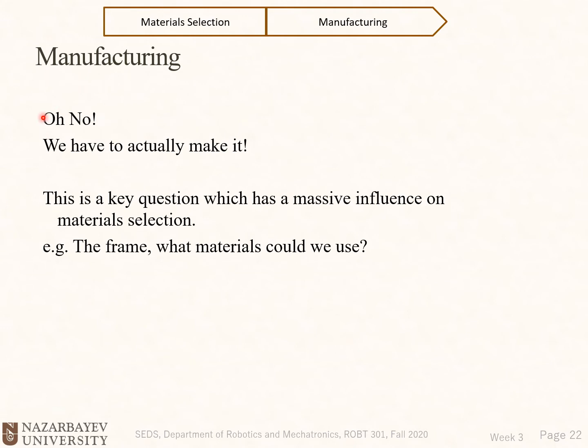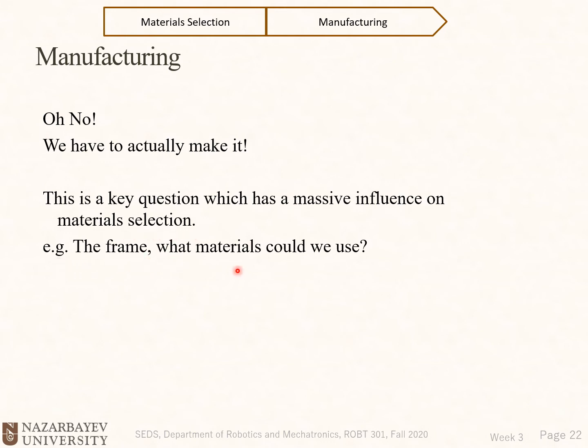And manufacturing, oh no, we have to actually make it, yes? So we have to go through the manufacturing process. So we need to choose a design and select a proper material so it could bear that manufacturing process. And that manufacturing process should be suitable for that design and part, yes? Sometimes it's not possible to really manufacture a specific frame based on our design, based on the machines we have in our factory. This is a key question which has a massive influence on material selection.